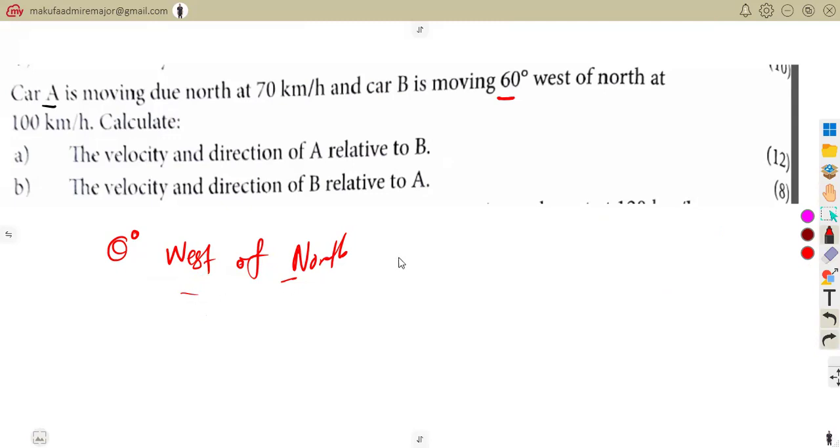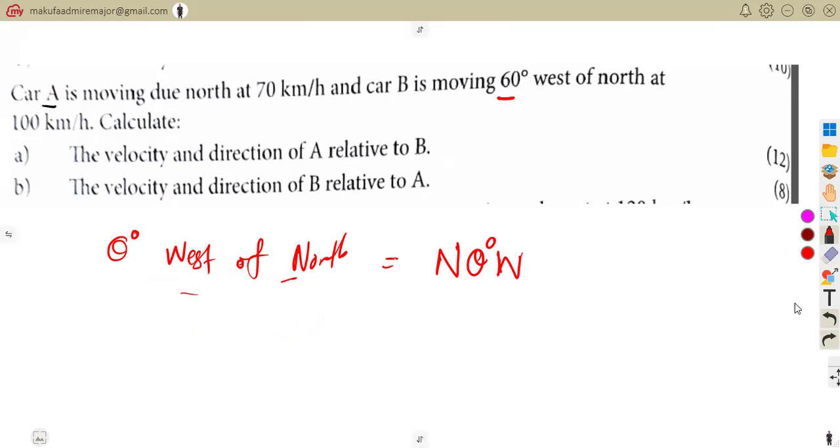So if it is like this, it simply means north theta degrees to the west. Okay, so we would need to interchange it, not west of north. We are moving from north to west. We are attempting to reach the west from north.